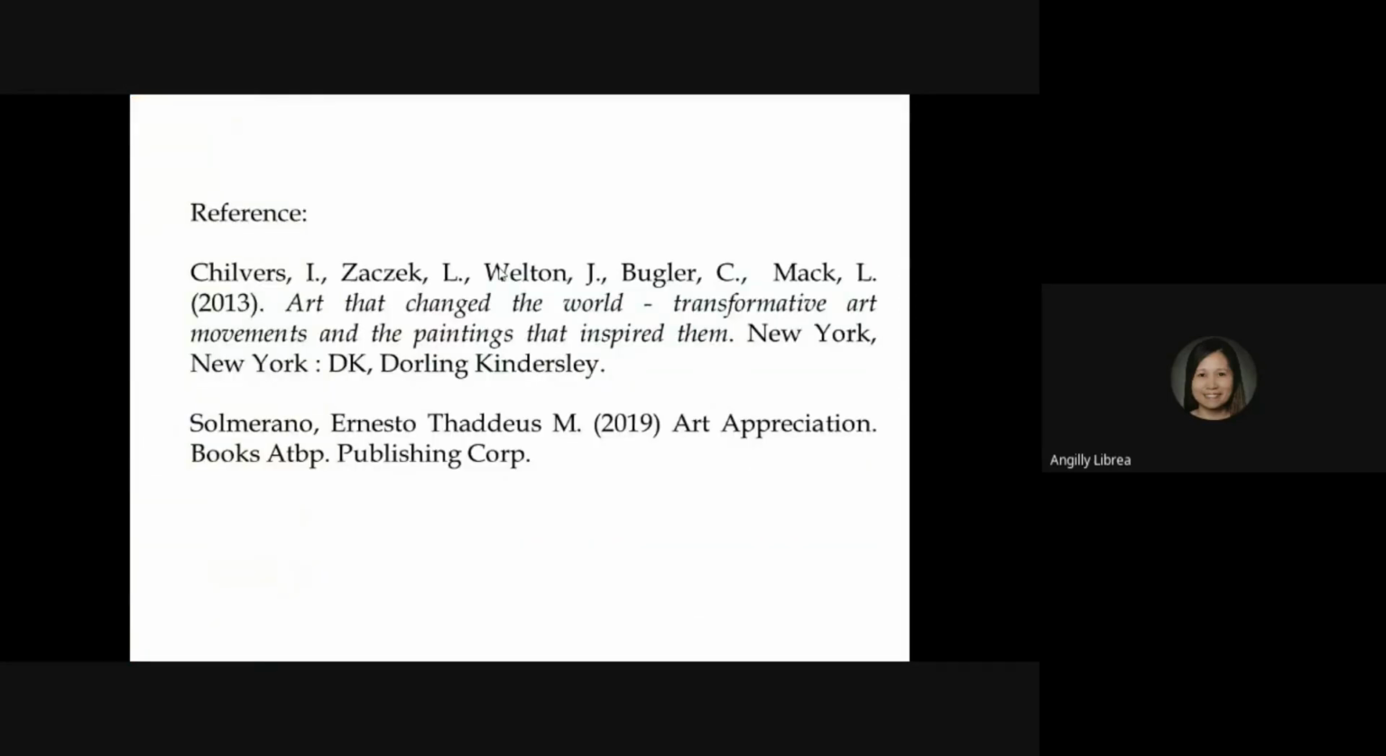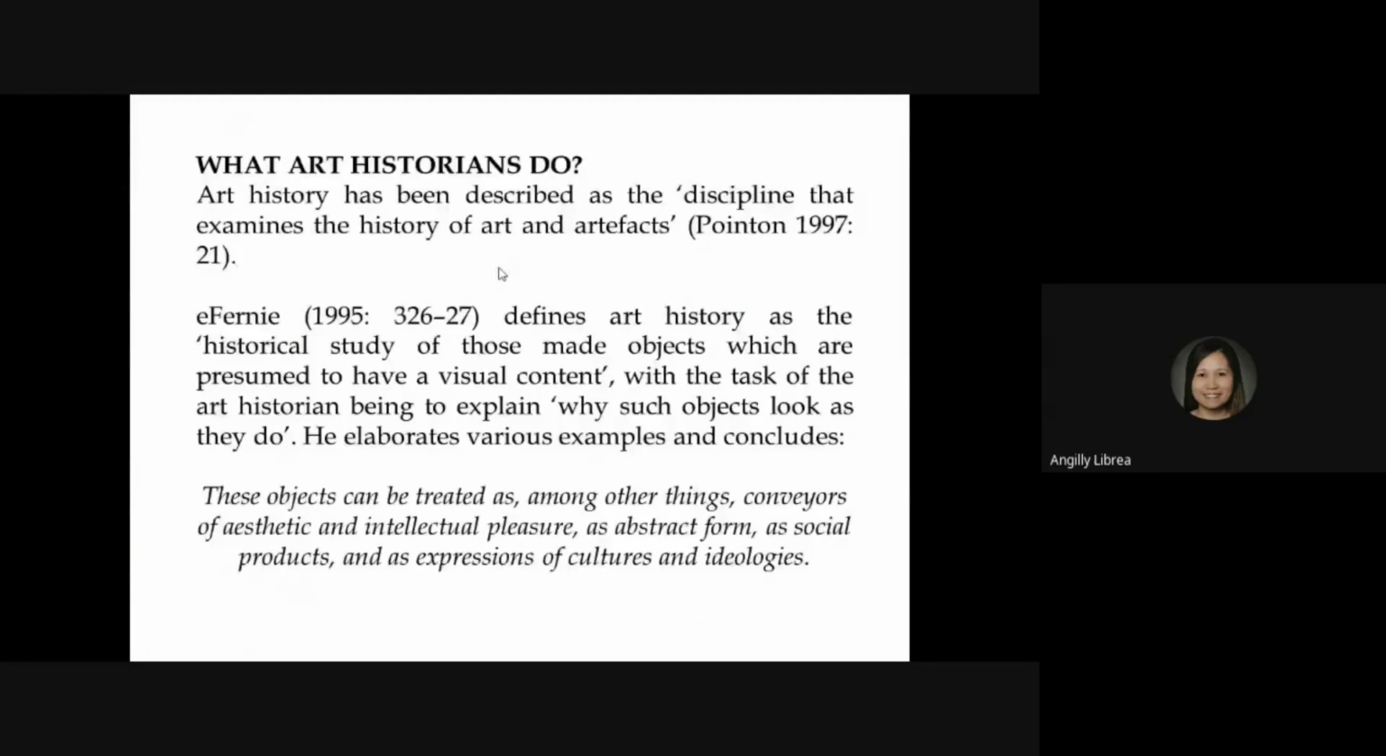Okay, so what do art historians do? Art history has been described as the discipline that examines the history of art in artifacts, according to Poynter, 1997. Like many definitions, it verges on the tautological, but succinctly registers the expansive scope of study which typifies the discipline. Now, those objects and practices arising from human agency which are judged to have static value.